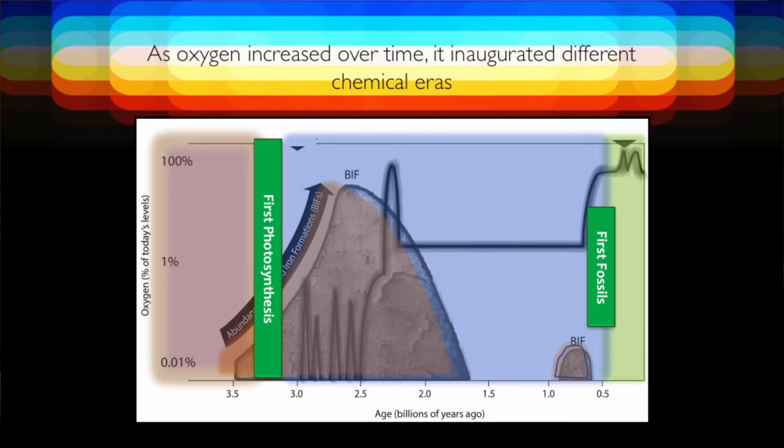For one thing, when we see these big oxygen jumps, you see these orange BIFs. BIFs are banded iron formations. What it is, it's a bunch of iron and oxygen that stuck together and sank to the bottom of the ocean. So it looks like those two things might be connected.